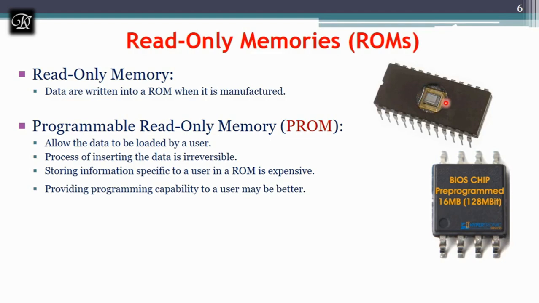The fuse that we connected at the point P, we can burn out for the required location and insert the ones at the given position. This can be done by high current pulses. And once it is done, it is irreversible. Once we burn the data into the PROM, it is irreversible.